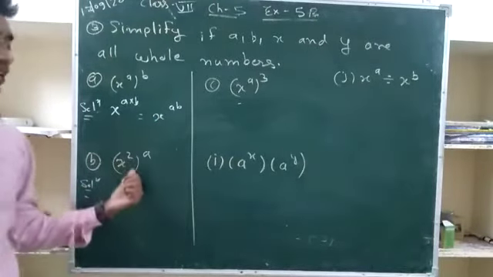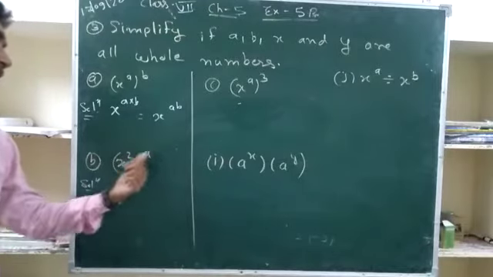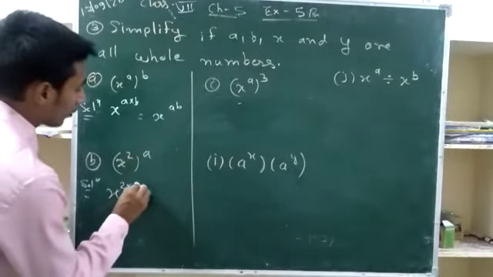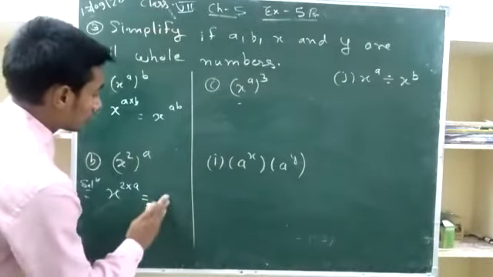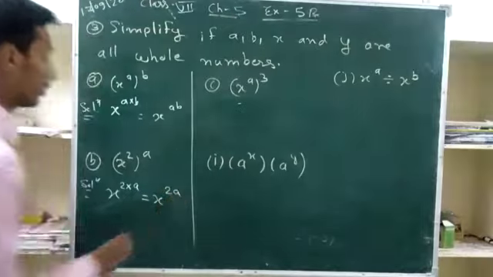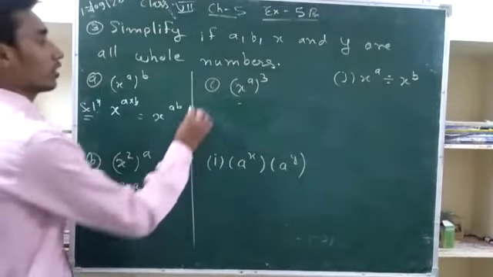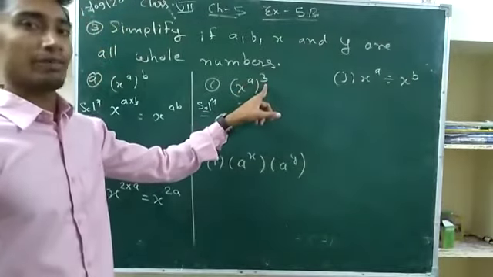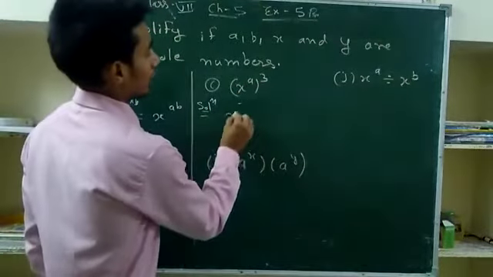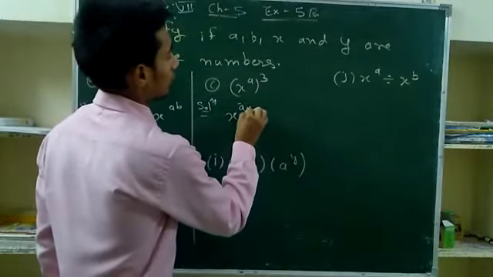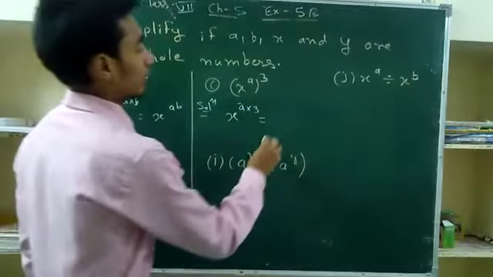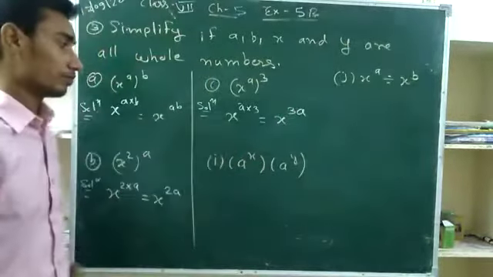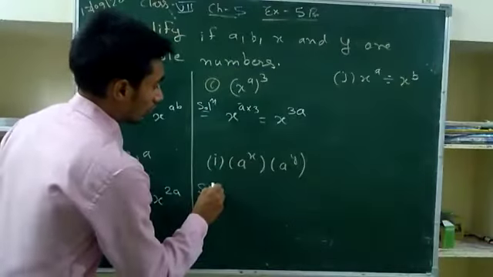Now look, X raised to 2, all raised to A. So what we will do? Multiply 2 and A. The answer is X raised to 2A. Now question number C: X raised to A, all raised to 3. So what we will do? First write X, then A multiply 3. A multiply 3 we can write X raised to 3A. Now question number I.